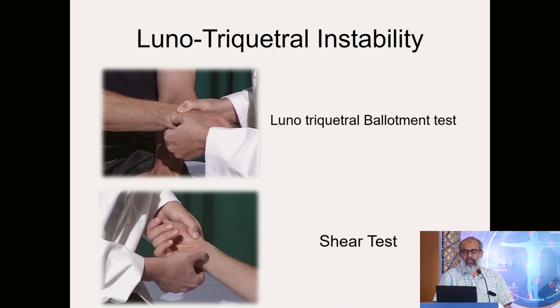Then lunotriquetral instability. Again, you know where the lunate and the triquetrum are. So here, you hold the lunate, stabilize the lunate, and this triquetropisiform complex you try to mobilize. You can mobilize it, or you can just try to apply a shear force. So these two tests are for lunotriquetral instability.